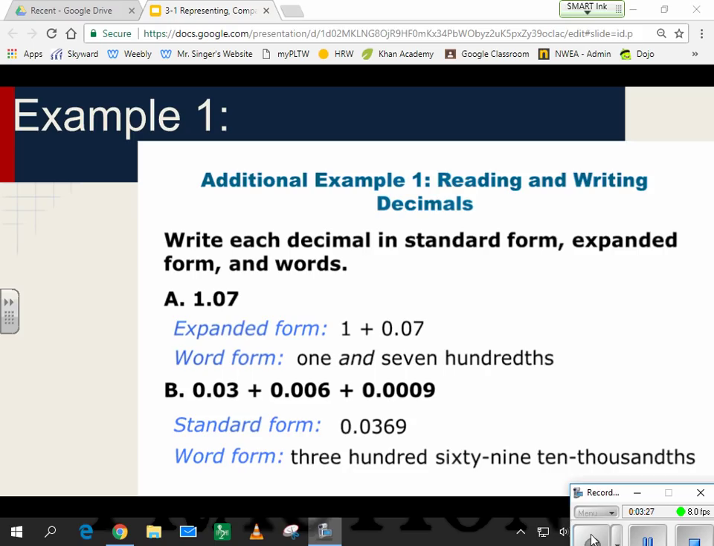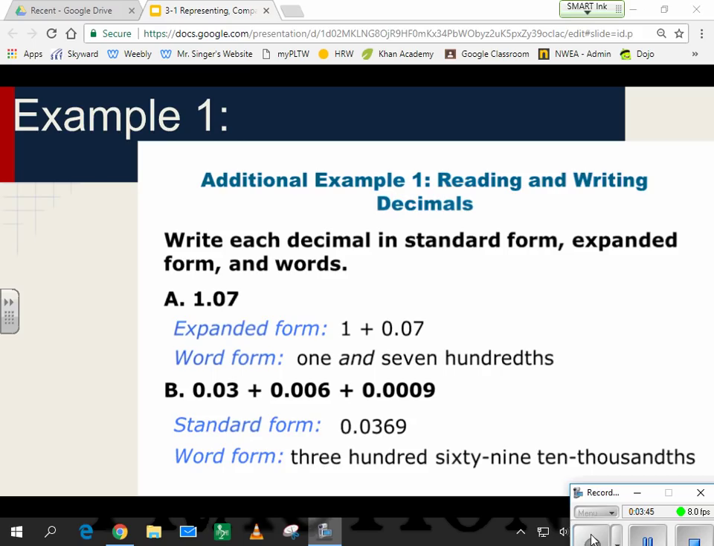Expanded form is when you look at it place value by place value, and you separate it so you're pulling each chunk away so you can see how it's different. So you can see for 1 and 7 hundredths, we have 1 plus, and then the 7 is separate because that's the different place value.